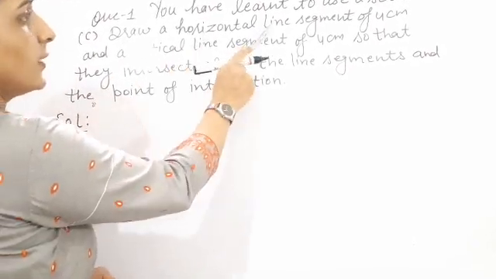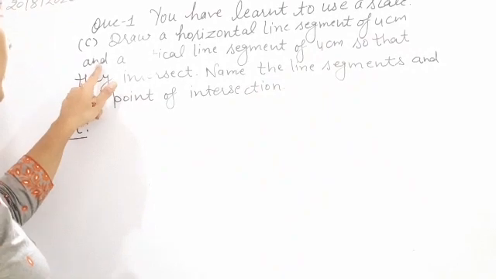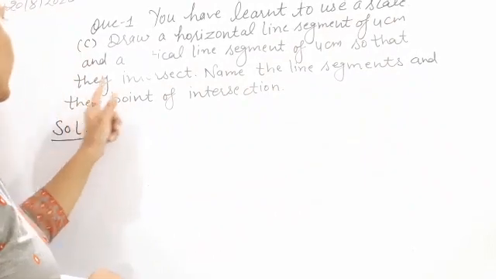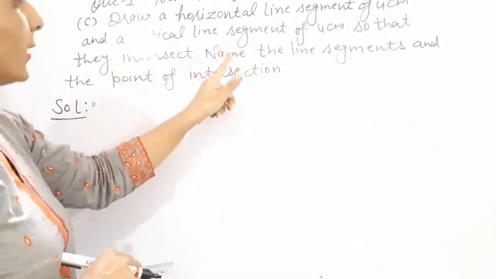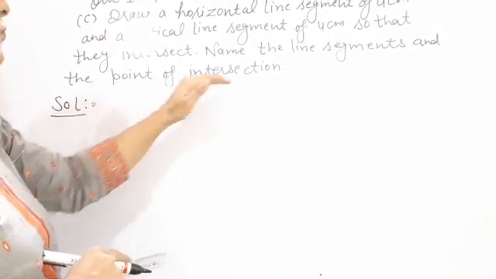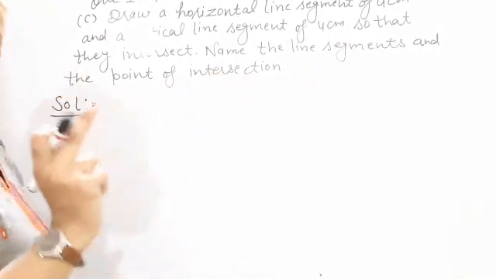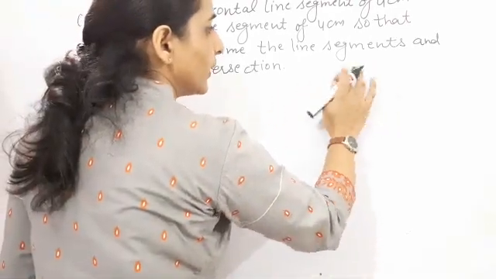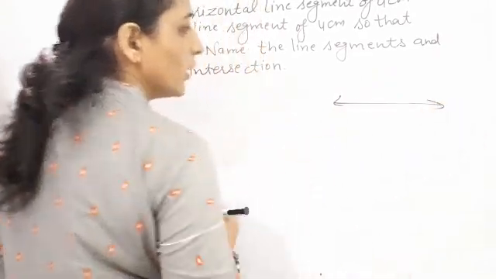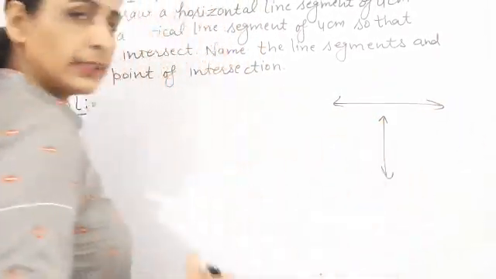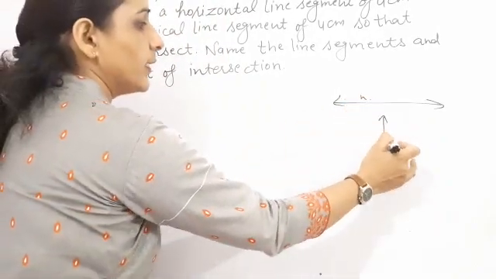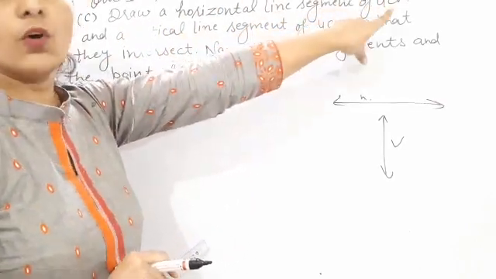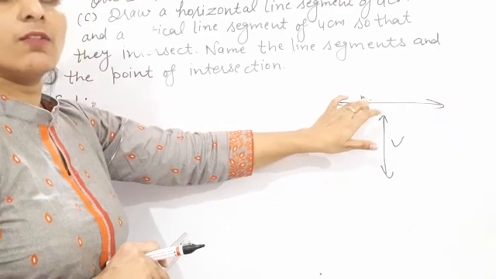Now the C part is here. Draw a horizontal line segment of 4 centimeter and a vertical line segment of 4 centimeter so that they intersect, and name the line segments and the point of intersection. The question is there: draw one horizontal line segment and one vertical. That is your horizontal, and that is the vertical. Clear? So the question is, draw a horizontal line segment of 4 centimeter. The length of this one is 4 centimeter.